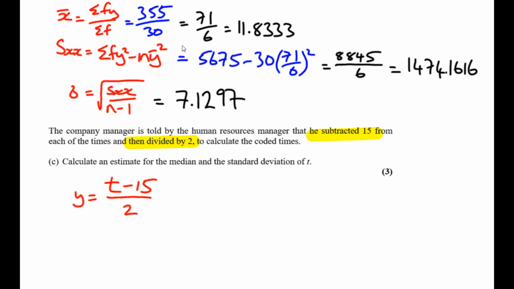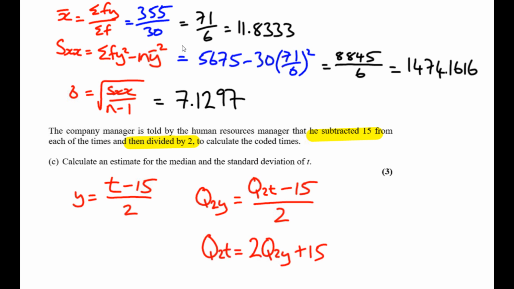So let's say this, Q2 for y. Let's go ahead and rearrange that, trying to make Q2 for t. So the median for t, the subject, I'm going to multiply it by 2 and then add on the 15. Okay, so that's how I'm going to uncode this data.